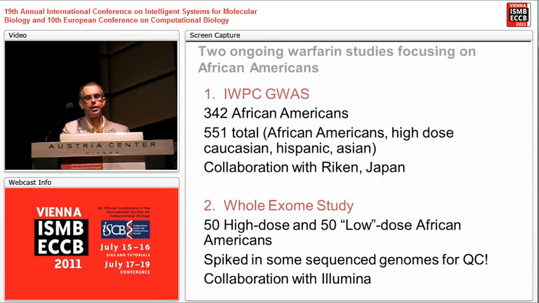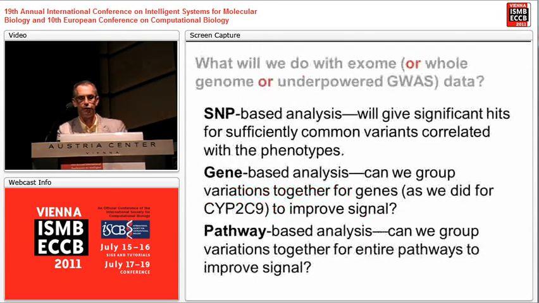So we're doing a couple of things just to close up. We're doing a GWAS focused on African Americans, trying to find new common variations that might explain the dose requirements. And we're also sequencing 50 high-dose and low-dose exomes, hoping to perhaps find rare variants. And we are thinking very hard about the methods with which we'll be able to interpret these rare variants.